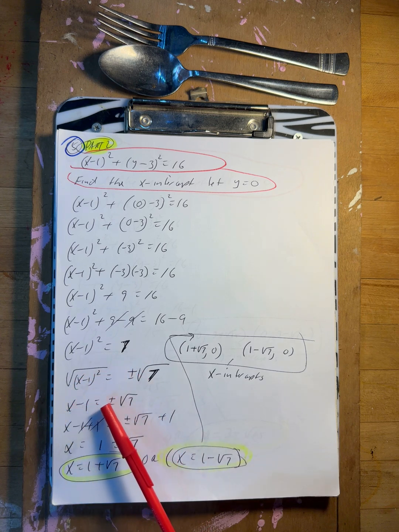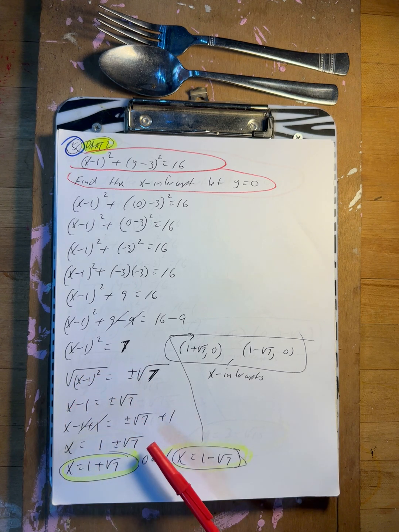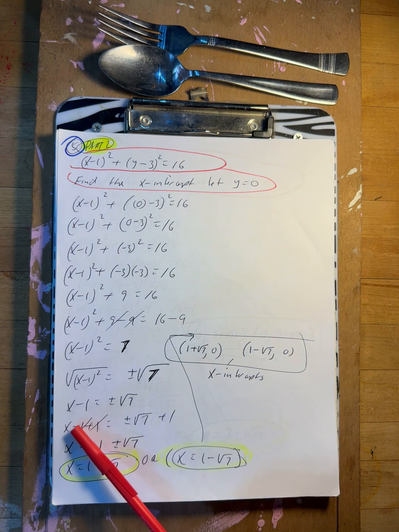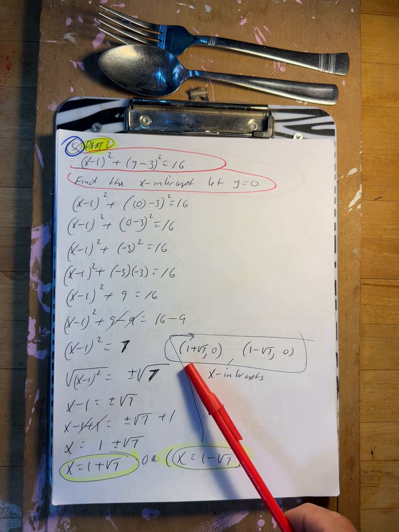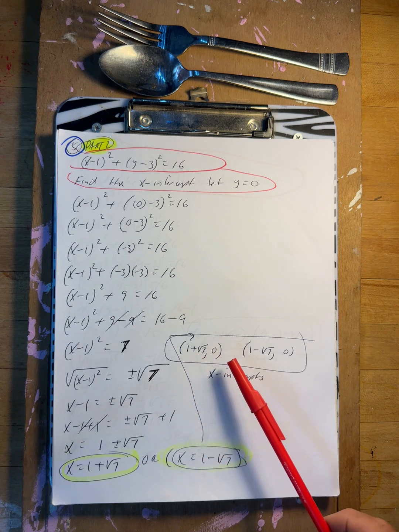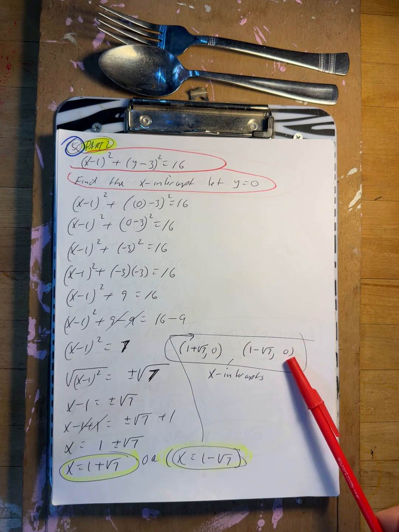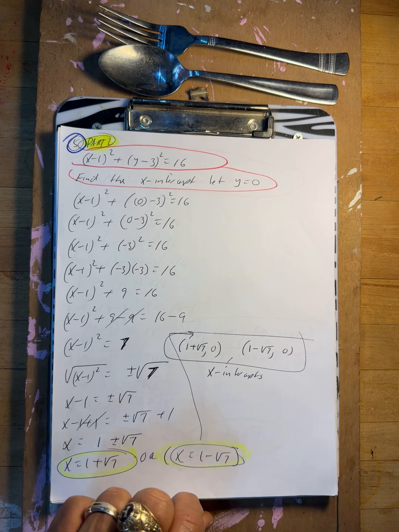This is x minus 1 equals plus or minus square root of 7. And we have plus 1, plus 1. So we have x equals 1 plus or minus square root of 7. So x equals 1 plus square root of 7, or x equals 1 minus square root of 7. So 1 plus square root of 7 comma 0, or 1 minus square root of 7 comma 0. Those are the x-intercepts.